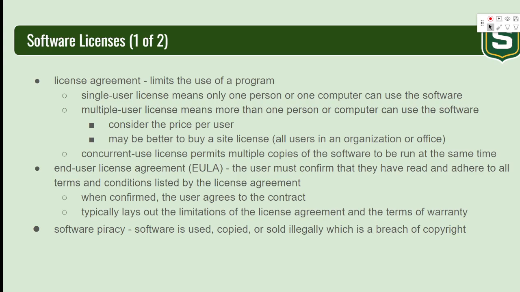Now, breaking any of these contracts or breaching copyright is called software piracy. Software piracy is when you use, copy, or sell software illegally. And it doesn't have to be commercial use. For example, if you have a movie being displayed to 100 people at a college event, you might be breaching copyright contract. So that's stuff that you need to make sure you're okay with using.